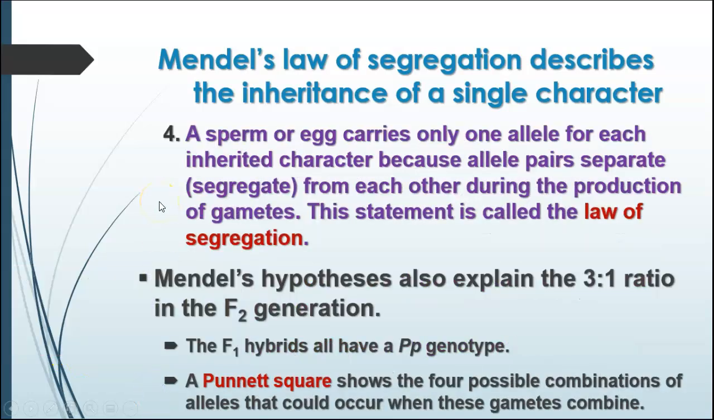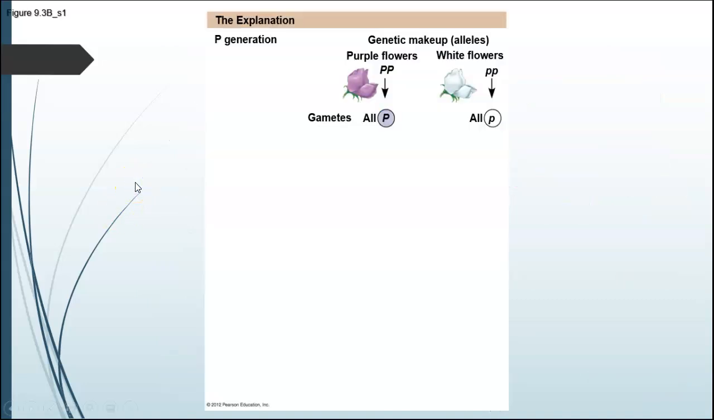Number 4, a sperm or an egg is going to only carry 1 allele for each inherited character because the allele pairs separate or segregate from each other during the production of the gametes. This is called the law of segregation. And this goes back with what we learned about meiosis, in the fact that the chromosomes separate independently of each other as well. So this also explained the 3-to-1 ratio of the F2 generation, because the F1 hybrids all have the heterozygous genotype. And so we can use a Punnett square to show the different combinations that could occur when you combine those gametes.